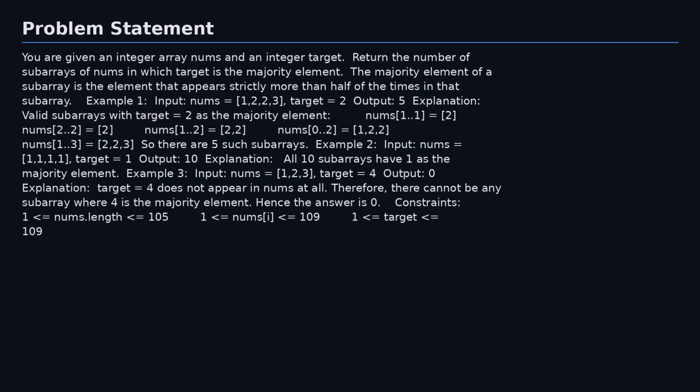So let's get started. The problem statement is to count the number of subarrays where the target element appears more than half of the times. We're given an array of integers and a target element, and we need to return the count of subarrays where the target element is the majority element.